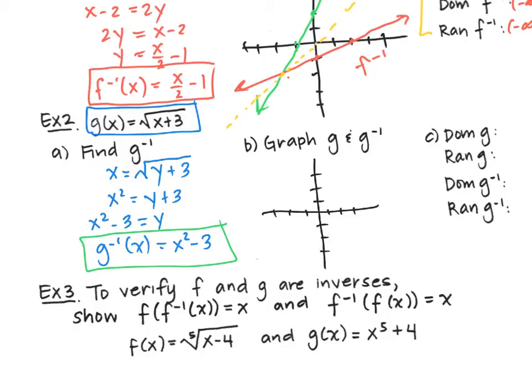So g of x is root x plus 3, so it's shifting to the left 3: 1, 2, 3, and it's a radical function. So it should go something like this. That seems reasonable. Now g inverse of x equals x squared minus 3, and that appears to be a parabola, which is a little weird because looking at my graph, the square root function looks like half a parabola.